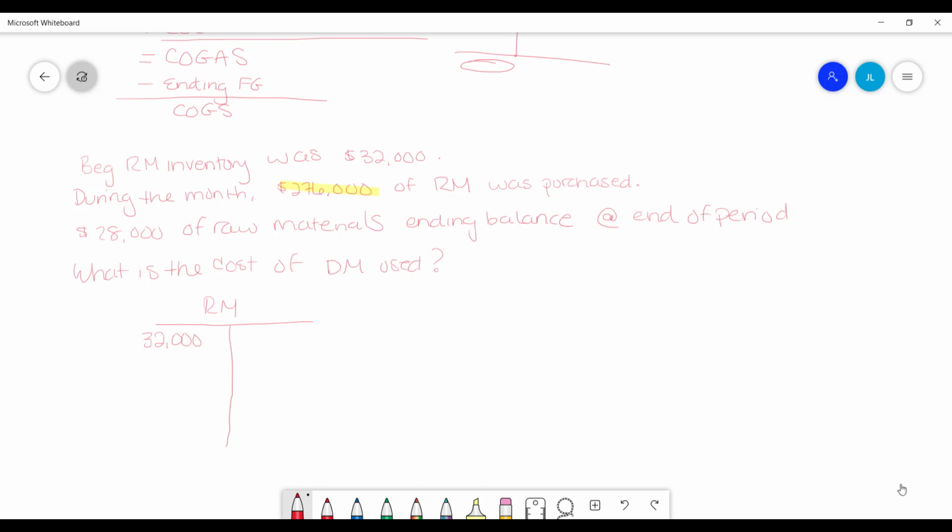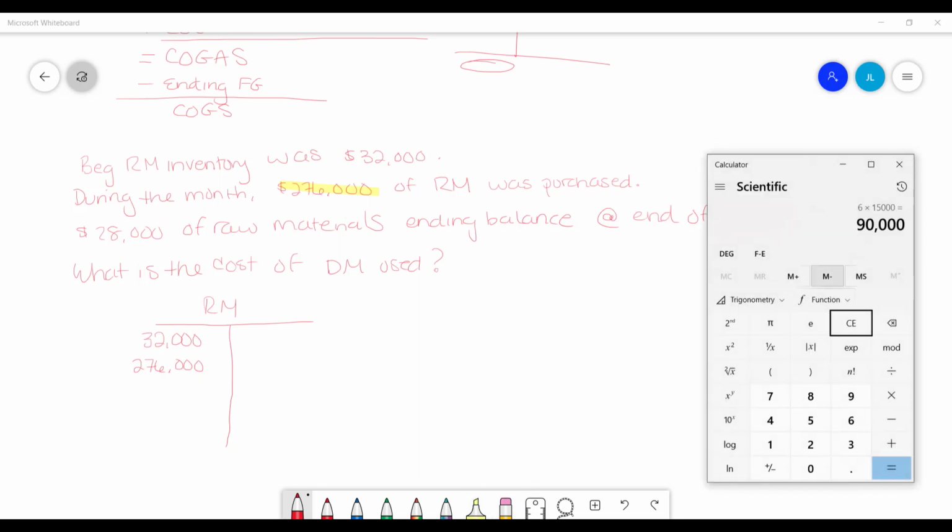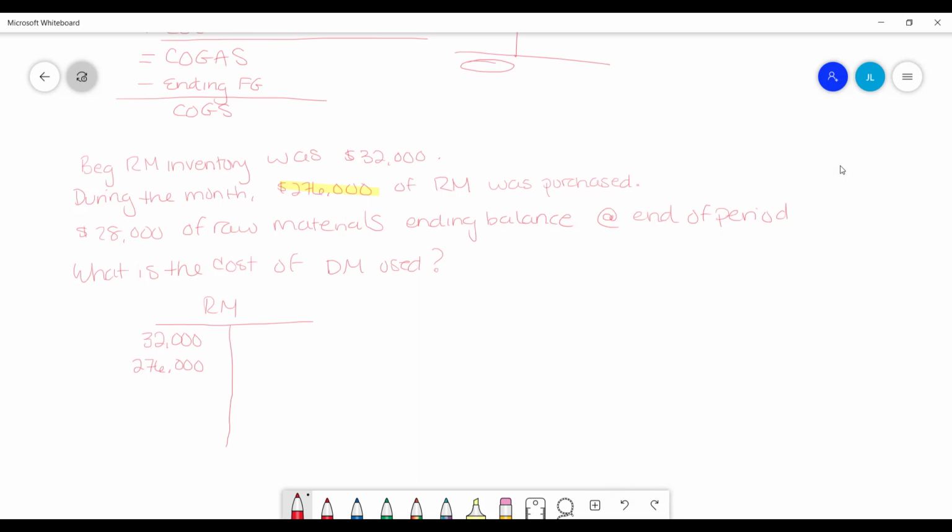So this purchase of raw materials, if I buy more raw materials, this account balance must go up with a debit. Right? And if I add the 276 and the 32, that would be my raw materials available for production. So 32,000 plus the 276 gives us $308,000. So we have $308,000 of raw materials available for us to use in production.